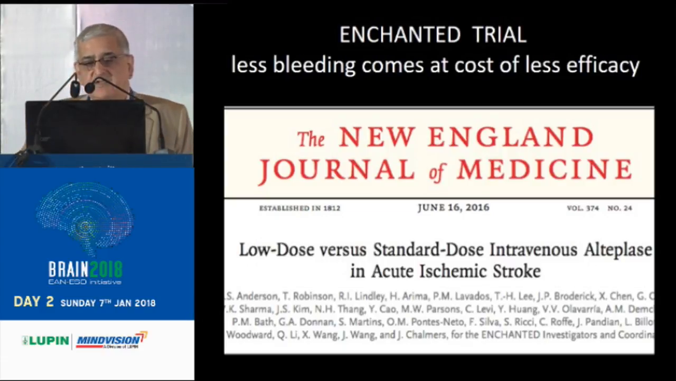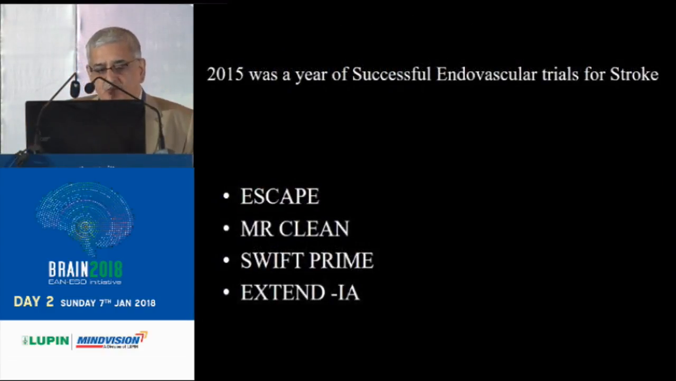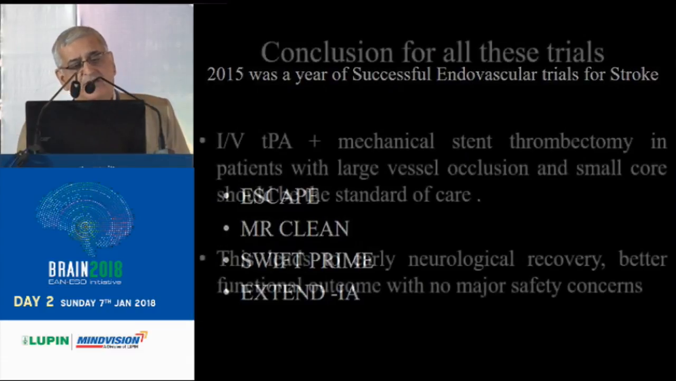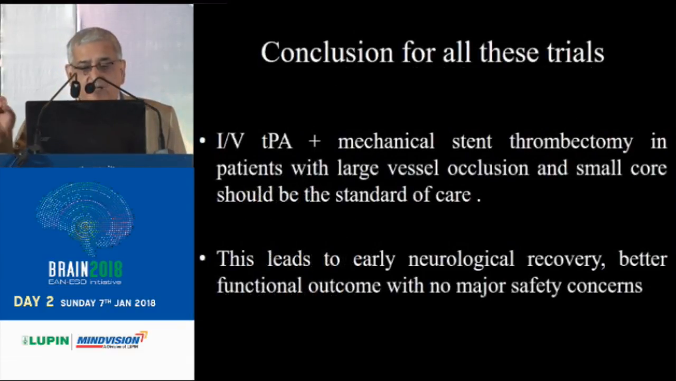Now, 2015 was a year of successful endovascular trials for stroke. ESCAPE, CLEAN, SWIFT PRIME, EXTEND-IA, all of them showed that there is a definite advantage of endovascular treatment of stroke if there is a large artery occlusion. So all these trials concluded that mechanical stent thrombectomy in addition to IV tPA, this is a combo, we have to give them together, not alone, in patients with large vessel occlusion and a small core is the standard of care, because it leads to early neurological recovery and better functional outcome with no major safety concerns.